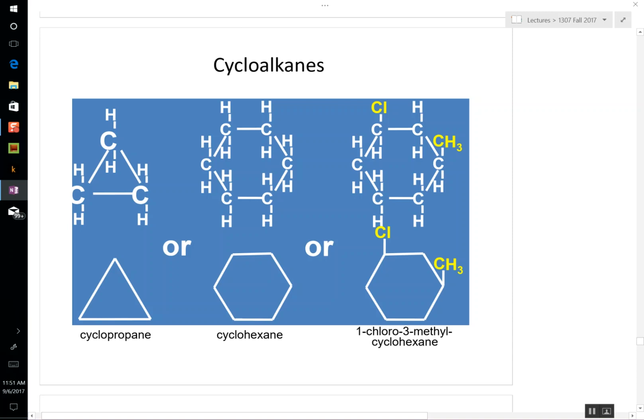All right, it wouldn't be 1, 2, 3, 4, 5. It wouldn't be right to call this 1, 5. 1 chloro, 5 methyl. You're really trying to get your numbers down to the smallest numbers. And how do you do that? You take the smallest path over to the next substituent.